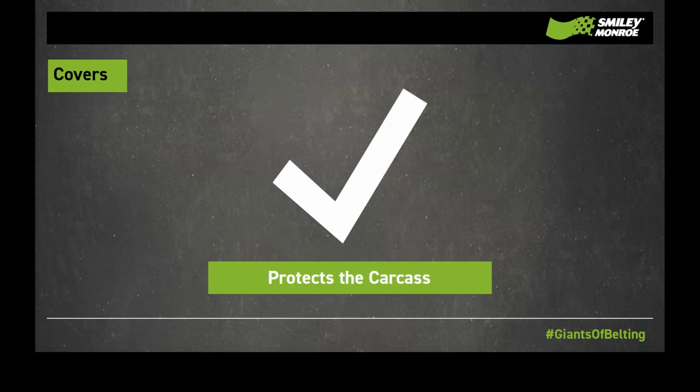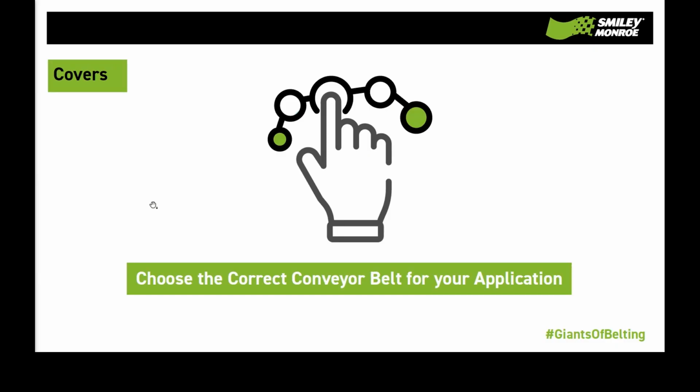The covers protect the carcass and give the necessary friction between the belt and drive pulley and between the belt and the material. The belt top covers can become damaged due to wear, impact, the carried material, or external environmental conditions. It is therefore important to choose the correct conveyor belt for your application.